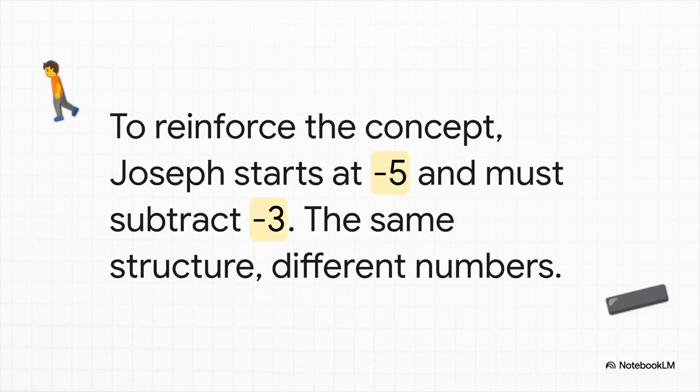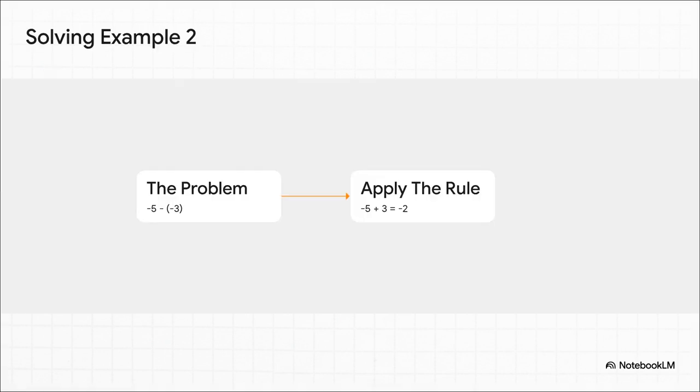Now, to make sure the idea really sticks, the lesson gives us another round. This time, it's Joseph. He's starting at -5, and he has to subtract -3. It's the same setup, just different numbers to help reinforce the process. And would you look at that? It's the exact same move. -5 minus -3 becomes -5 plus 3, which gives us -2. By repeating these steps, the lesson drills that algorithm in, turning it into a reliable tool that students can use to solve what looks like a really tricky problem.